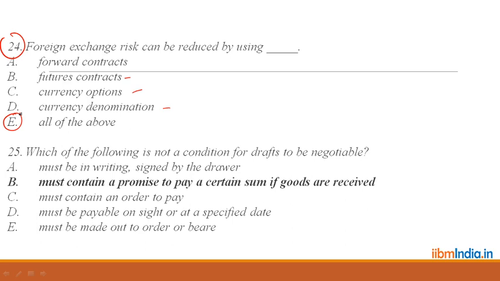Which of the following is not a condition for draft to be negotiable? Question number 25. Must be in writing, signed by the drawer, must contain a promise to pay a certain sum if goods are received, must contain an order to pay, must be payable on sight or at a specified date, must be made out to order or bearer. Which of the following is not a condition for draft to be negotiable? Must be in writing signed by the drawer. Must contain a promise to pay a certain sum if goods are received. Yes, 25th, C is the correct answer.